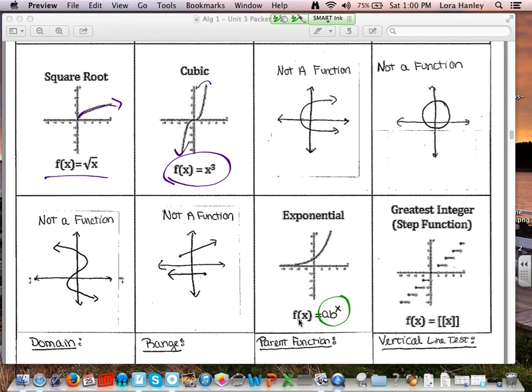Next, greatest integer function, also called a step function. And you can remember that one because it makes little steps along the way. And when we write the parent function for greatest integer, you have double brackets. F of x equals double bracket of x. And that just means that we're taking the integers, so we're skipping all those fractions in between.